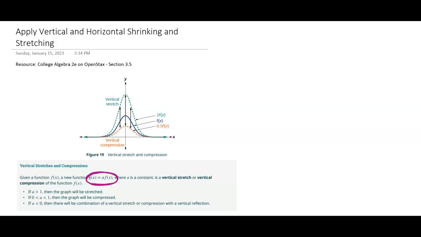This isn't like a dilation, like if you were to be changing a graphic on your phone or something like that. This is literally just the x value stays the same and the y values either get a little bit bigger or a little bit smaller based on what that a value is. If a is greater than 1, then the graph is going to be stretched. If a is between 0 and 1, then the graph is going to be compressed or the y's are going to shrink. And if a is negative, then there's going to be some type of stretch and compression. We'll talk about that in another video.